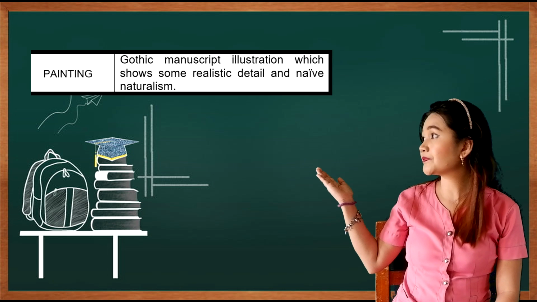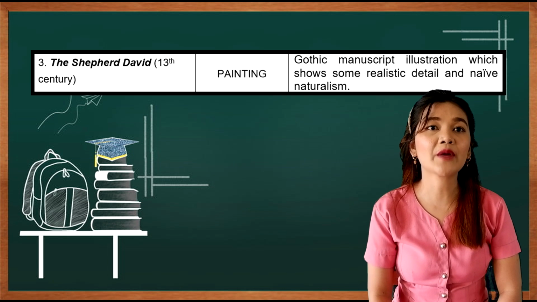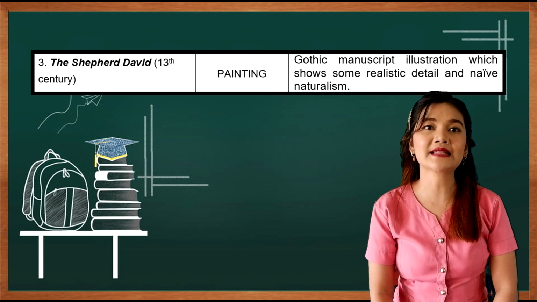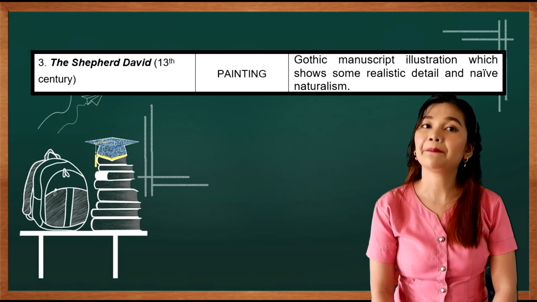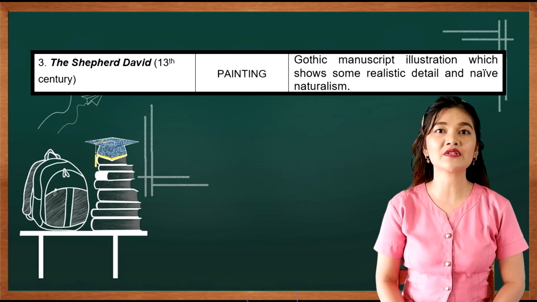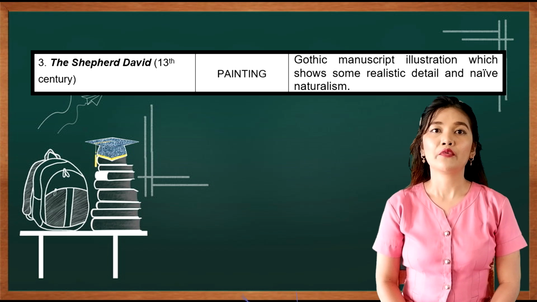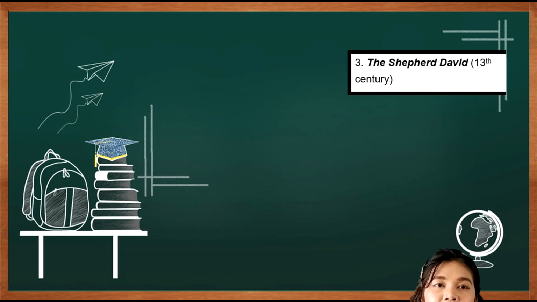Number 3. The Shepherd David, 13th century. Art form, painting. It is Gothic manuscript illustration which shows some realistic detail and naive naturalism.